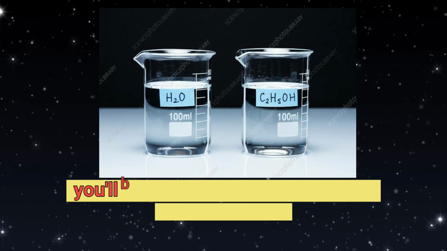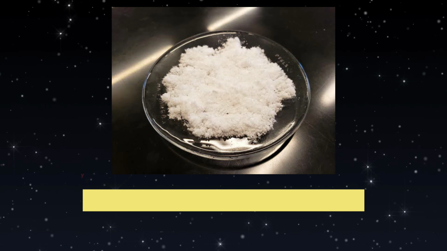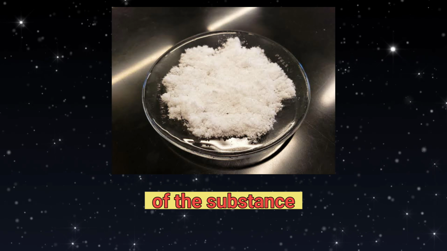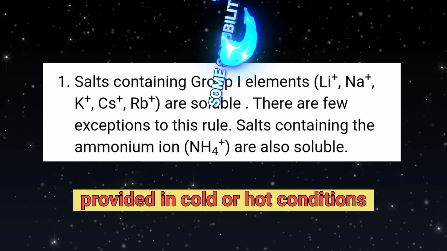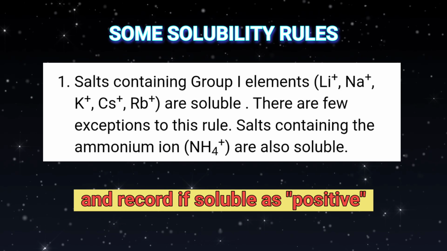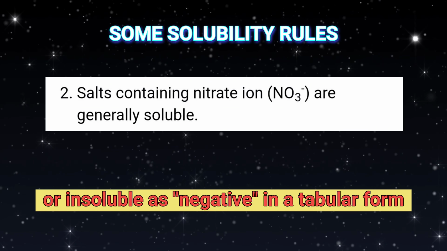In this experiment, you'll be provided with an unknown substance M. In separate test tubes, you are to test for the solubility of the substance M in different available solvents provided in cold or hot conditions, and record if soluble as positive or insoluble as negative in a tabular form.